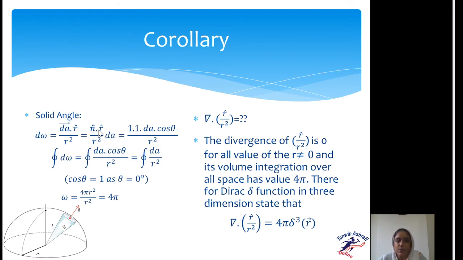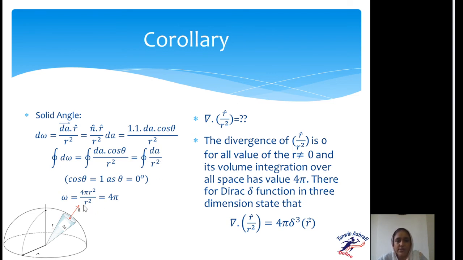n cap and r cap are both unit vectors having magnitude 1, and theta is the angle between these two. That's why cos of theta. Now cos of theta is equal to 1, because n cap and r cap are parallel to each other, and that results in the integration over closed area of 1 upon r square.